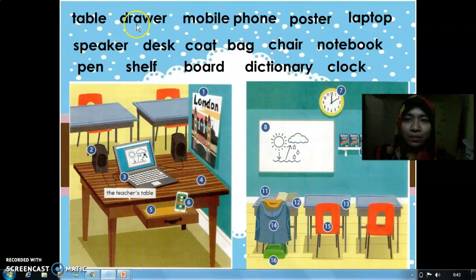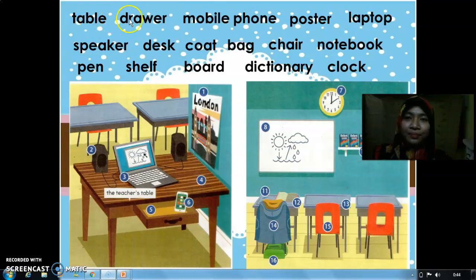Table, drawer, mobile phone, poster, laptop, speaker, desk, coat, bag, chair, notebook, pen, shelf, board, dictionary, clock. Can you get it? Okay, let's repeat.